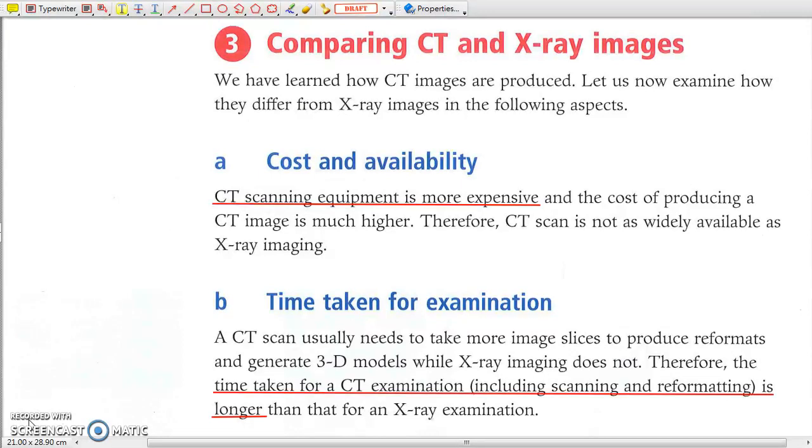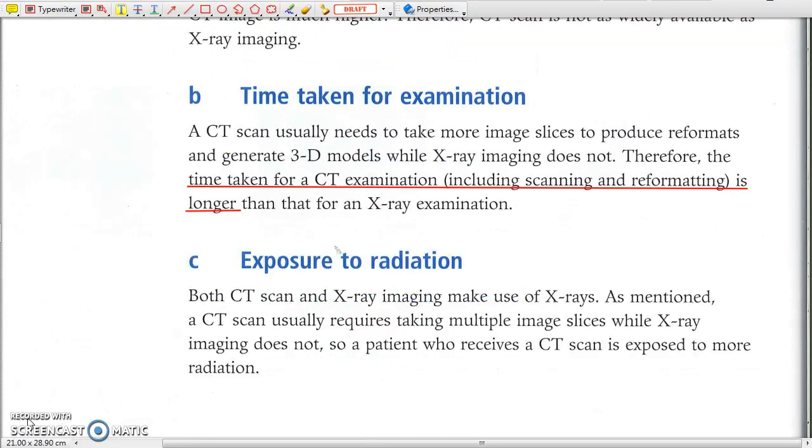B. Time taken for examination. An X-ray scan may take a second to conduct and an hour to develop the film. A CT scan lasts about half a minute and an additional computational time to generate the final 3D model or reformats. C. Exposure to radiation. As a CT scan is typically multiple X-ray scans, the exposure to ionizing radiation in a CT scan is much higher than in X-ray imaging.